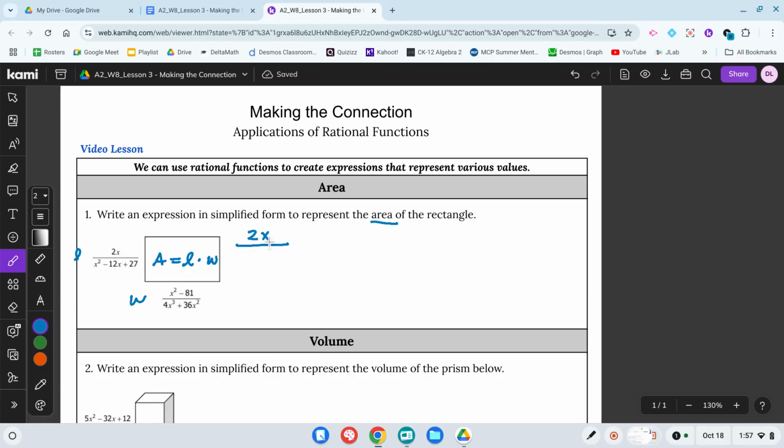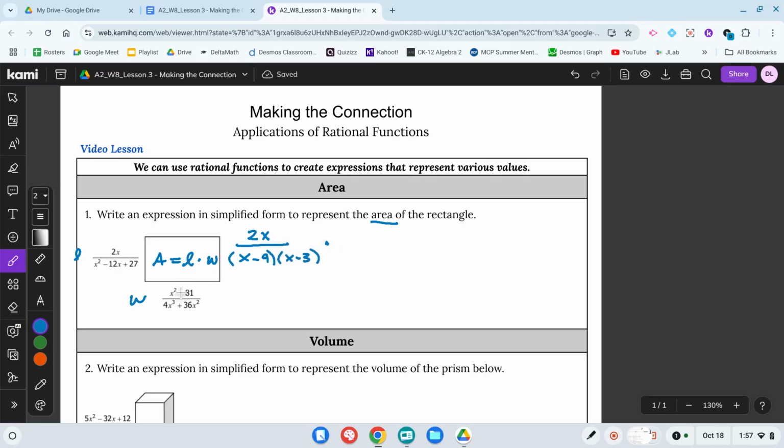Now, in order to multiply, remember we want our factors so that we can cancel. So I'm going to go ahead and factor that in this step. So I know two factors of 27 that add up to 12 are 9 and 3. And they both have to be subtractions so that I get a minus 12x when I do my FOIL.